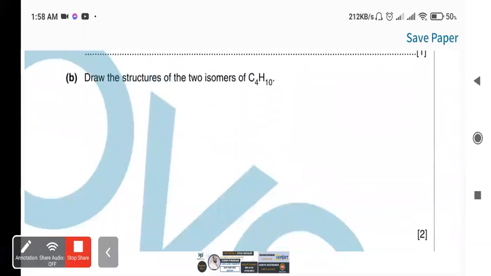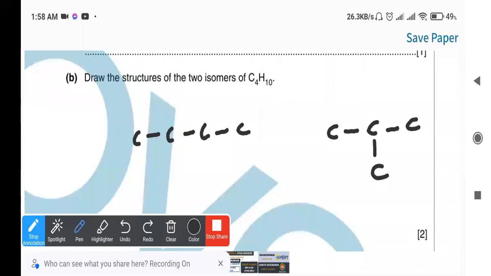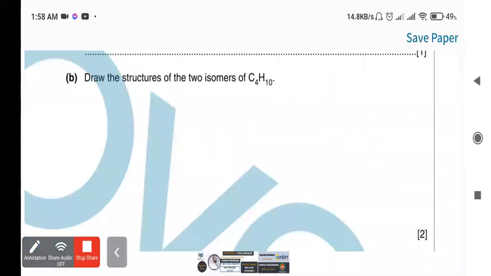Isomer of butane. Okay, isomer means that they will have the same molecular formula with different structures. So I'm just drawing the carbon atoms. So this is a straight chain of carbon atoms with formula C4H10. And to draw the isomer, just change the position of one carbon atom, bring it to the middle. Okay, so this is another isomer. And now fill the rest of the bonds with hydrogen atoms.